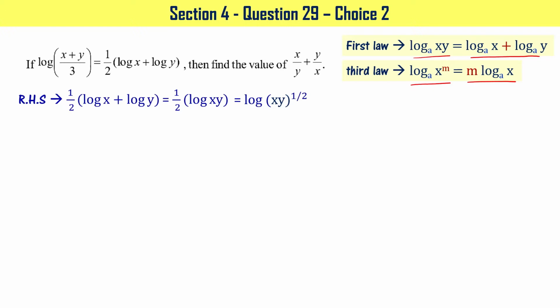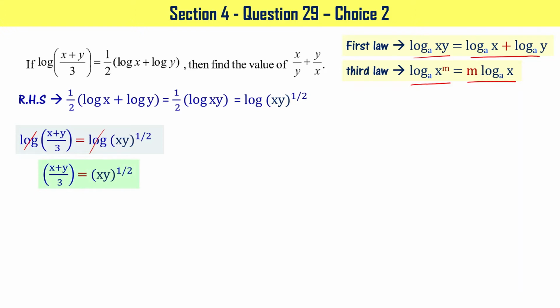Now, since we have simplified the RHS, let's write LHS equal to RHS, that is log of (x plus y) divided by 3 equal to log xy power half. Now I can drop log on both the sides, right? If I drop log on both the sides, I can write it as (x plus y) divided by 3 equal to xy power half, right? Now let's square on both the sides.